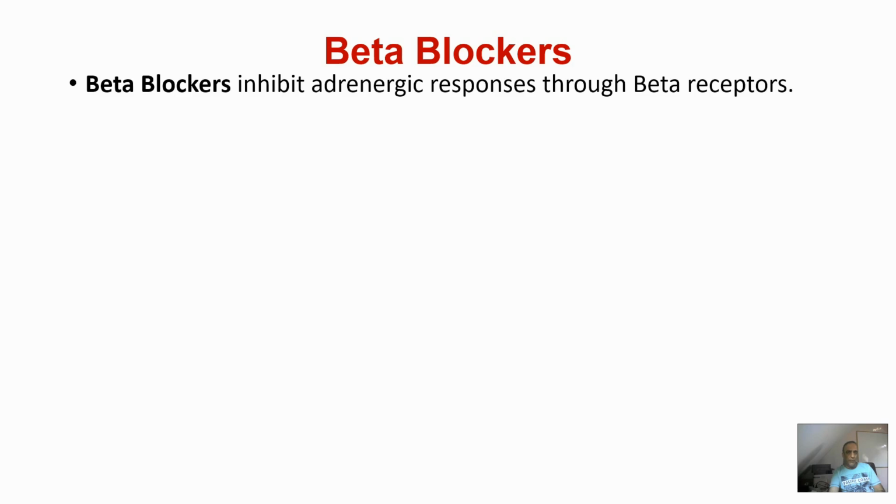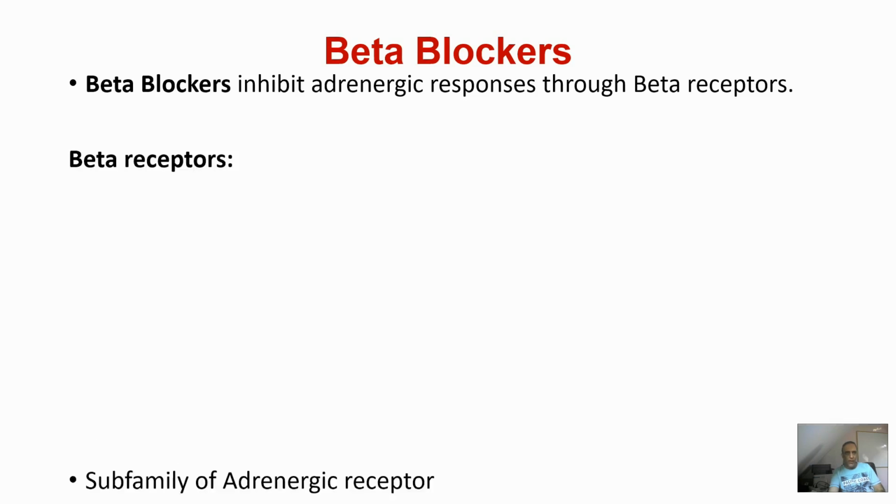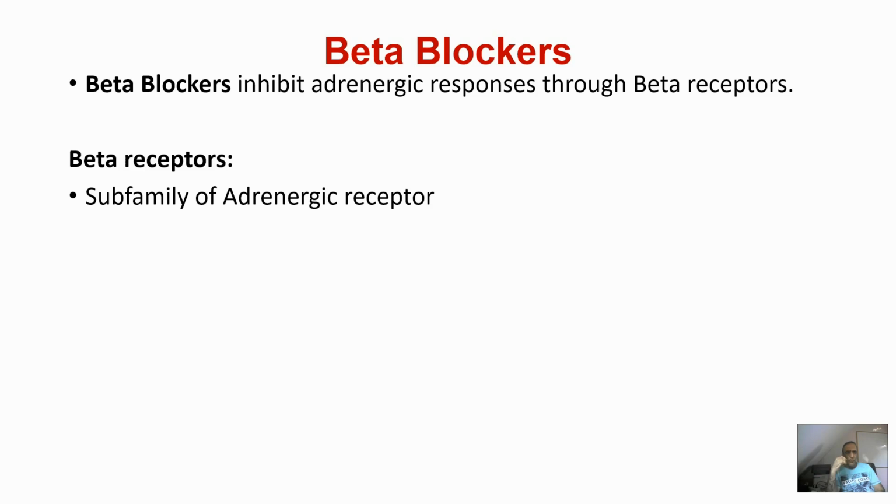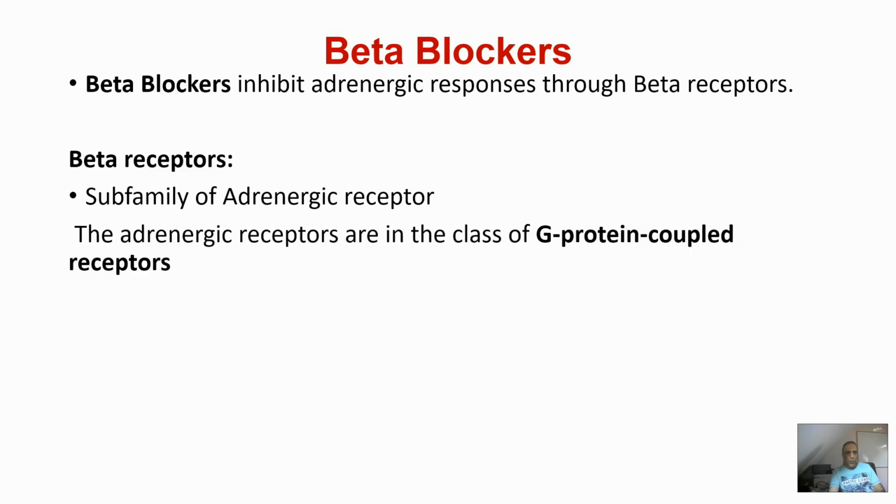Beta blockers inhibit the adrenergic response through the beta receptor. In this situation, first we have to know what a beta receptor is. Beta receptors are transmembrane receptors whose ligands cannot go inside the cell and act on the outer side of the cell membrane. The beta receptors are a subfamily of the adrenergic receptors, and these receptors mainly work with G protein, belonging to the G protein coupled receptor family.